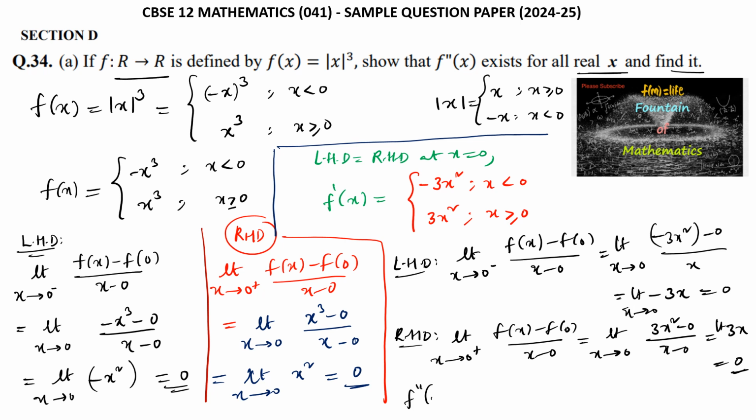So we can define f double dash of x, which is equal to the differentiation of minus 3x square, which is minus 6x when x is less than 0, and the differentiation of 3x square, which is 6x when x is greater than or equals to 0. So the double differentiation exists and the value is minus 6x when x is less than 0 and 6x when x is greater than or equals to 0. This is the answer.